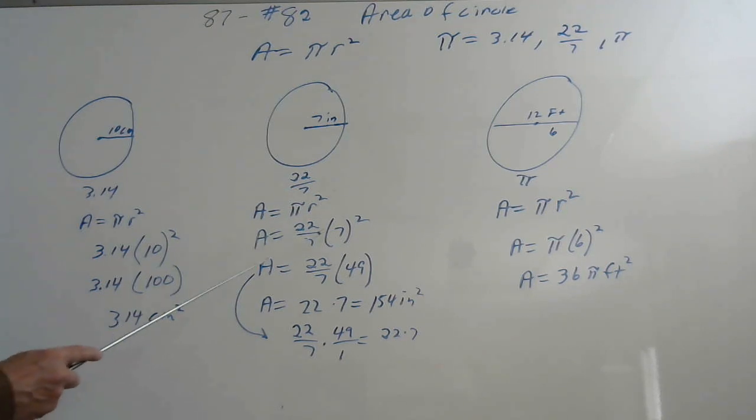22 over 7 times my radius 7 squared, which is 49. Okay, 22 over 7 and 49. 7 will go into 49, and it'll leave me with 22 times 7. When I multiply that, it's 154 inches squared.